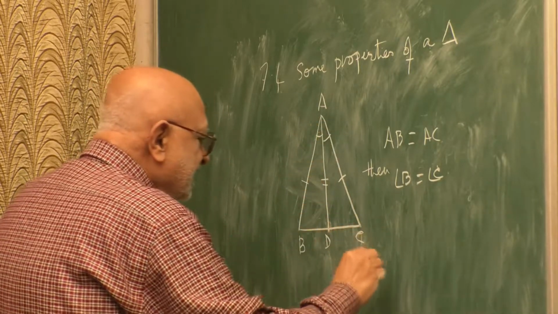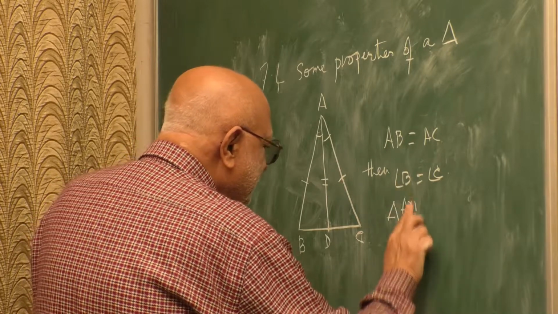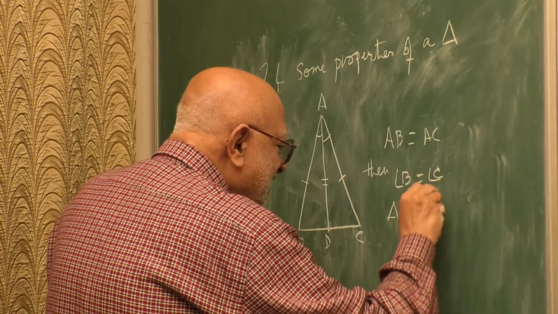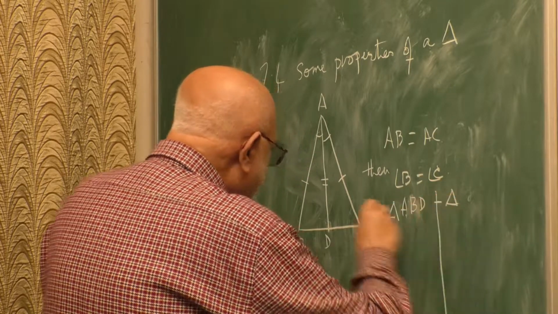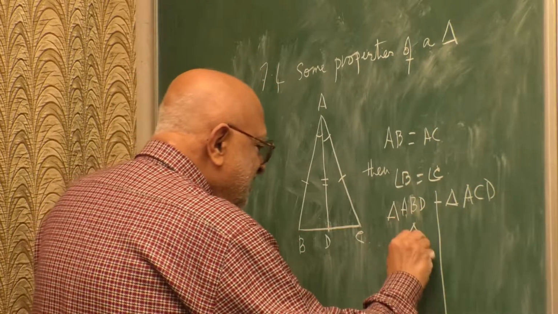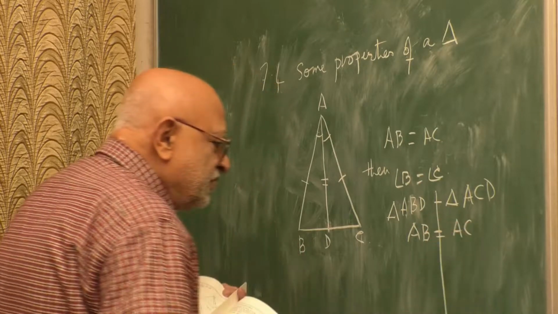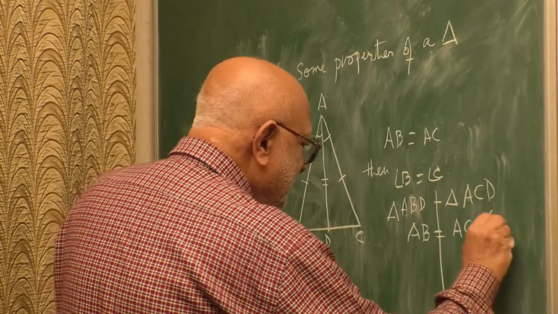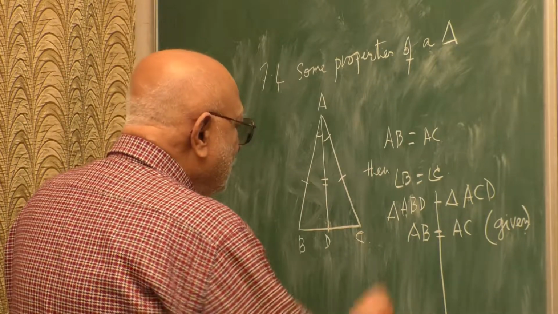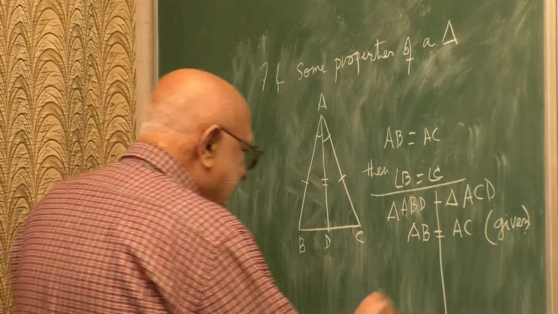So we can write, again we write triangle ABD, and we take the other side, triangle ACD, right? AB is equal to AC. This is by given. Okay, now AB equal to AC, and AD is common.